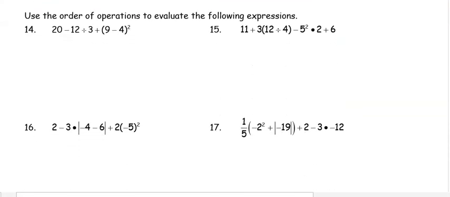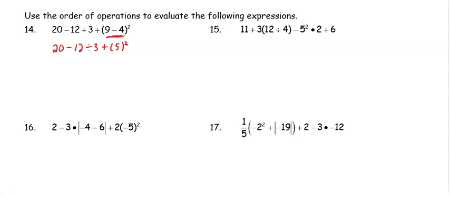In number 14, to use order of operations, remember PEMDAS, the first letter in the order of operations is parentheses. So we have our parentheses here. So we have 9 minus 4, which gets us 5. So 20 minus 12 divided by 3 plus 5 squared. I'm going to leave the 5 in parentheses because it was a negative number. I need to make sure I am squaring it with a parenthesis.